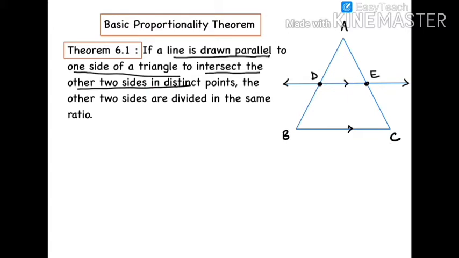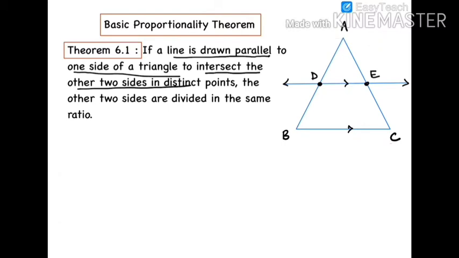It is important to say that this line DE cuts in two distinct points because we can draw a line which can pass through A and is parallel to BC. So if we draw a line passing through A like this, then it doesn't cut into distinct point. It cuts only at just one point. So this figure will be wrong.